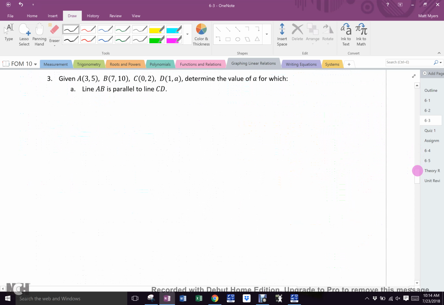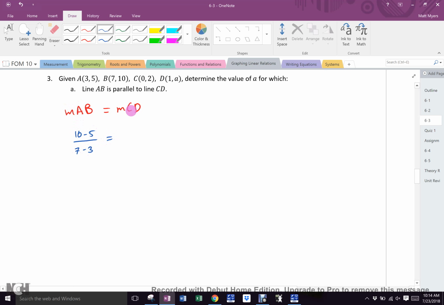Okay, so now what do we got here? I got 2 points. I got AB and I got CD. But I don't actually know where D is, do I? But I do know that if AB is parallel to CD, what do I know about their slopes? What symbol would go there? Equals. So, can I solve this side? Can I write the slope of AB? What is it? 10 minus 5 over 7 minus 3.